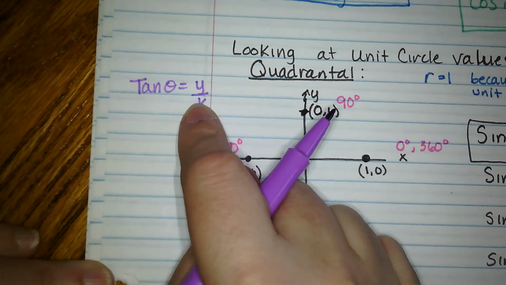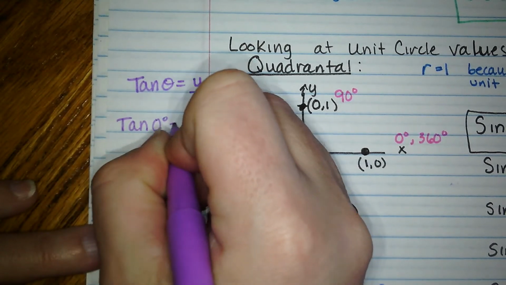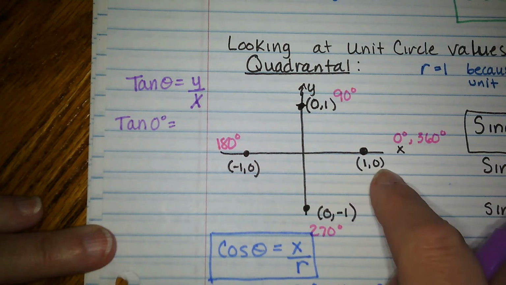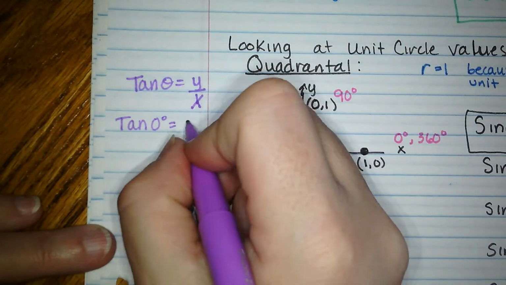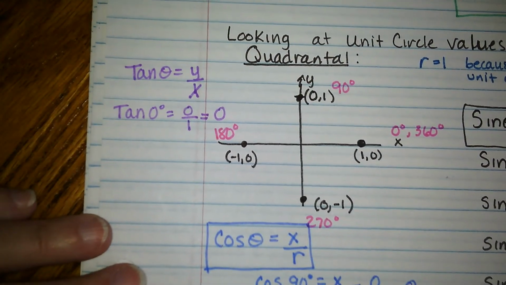When I do y over x and I do tangent of 0 degrees, I'm going to do the y coordinate divided by the x coordinate. So that's 0 divided by 1. Well, 0 divided by 1 is 0, so that's pretty easy.